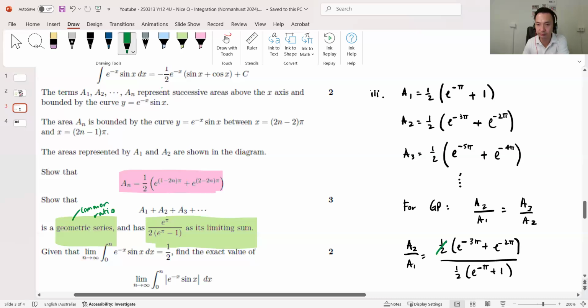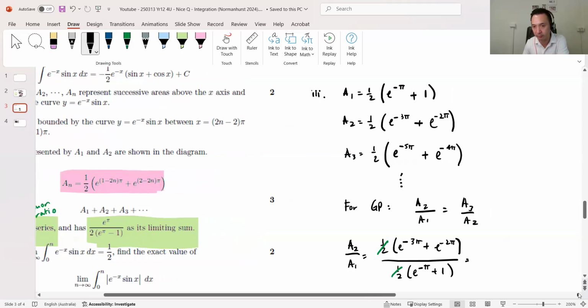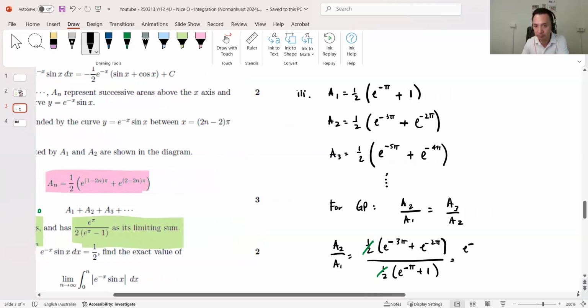Obviously, the halves go away. And I'll try to factorize from the top, maybe just e to the negative 2 pi. If I take that out there, that's like e minus pi plus 1, which is good, because once again, that cancels out. And that gives me my common ratio to be e minus 2 pi. Yeah, e minus 2 pi. Is that right? Yeah, I think so.